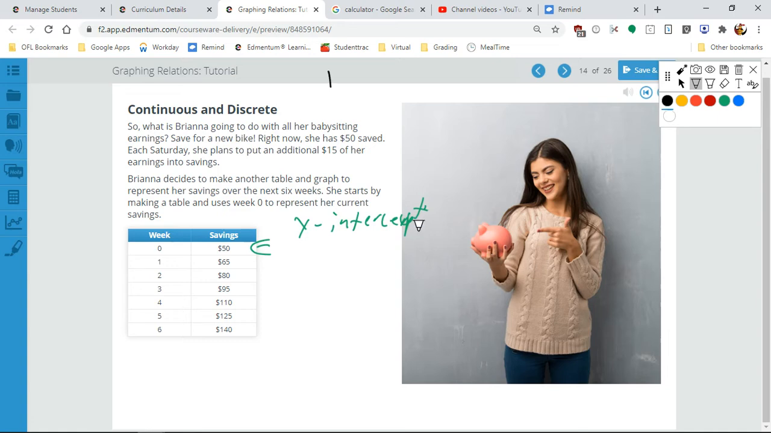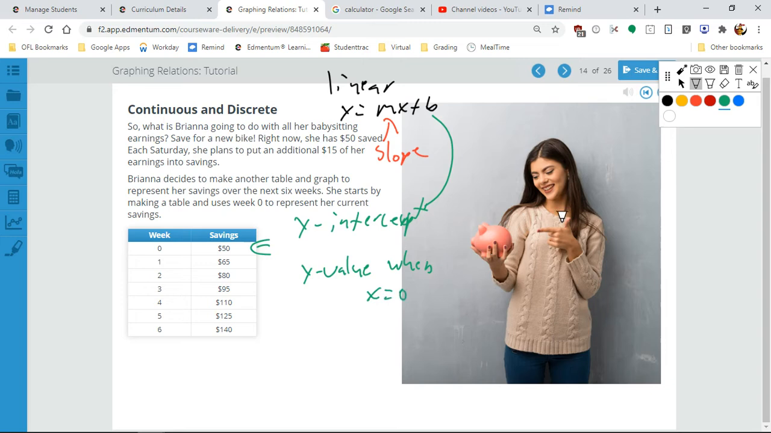When we're dealing with a linear function, there's this formula called y equals mx plus b, where m is the slope and b is our y-intercept. Our y-intercept is also known as the y value when x is 0. To put this in another way, think of this as a line y equals mx plus b. M is how we move, our rise over run, and b is where we begin. So she starts off with $50. See how it's the Y value when X is 0?